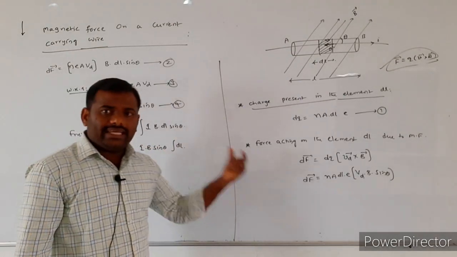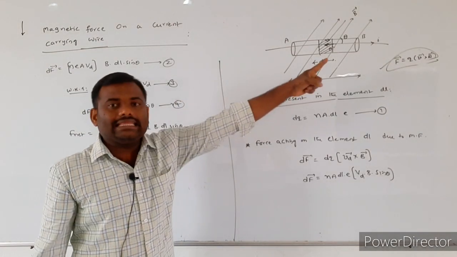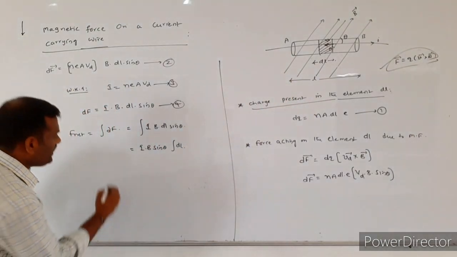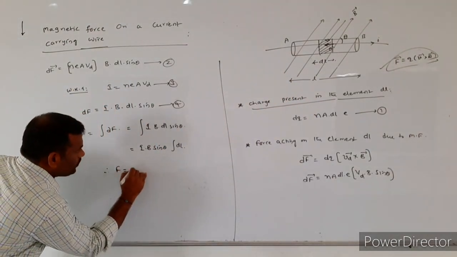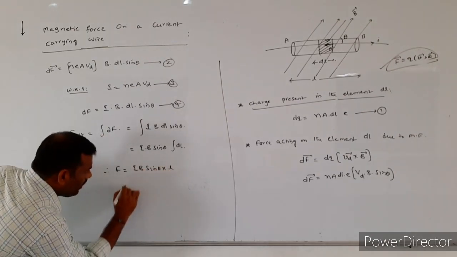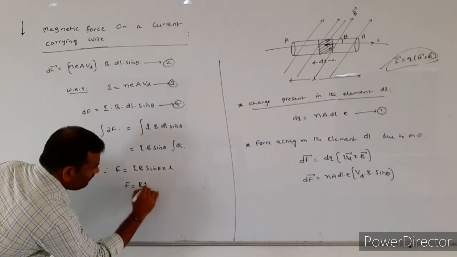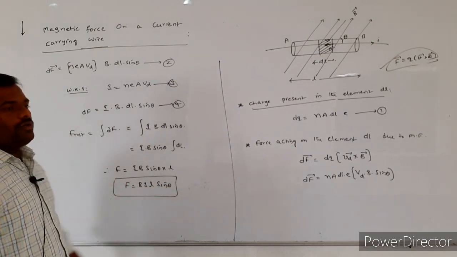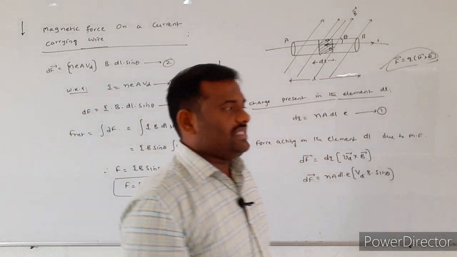So integral dl gives what? The total length of the conductor. Therefore, F is equal to I B sin theta into L, or the general formula is given by F is equal to B I L sin theta.